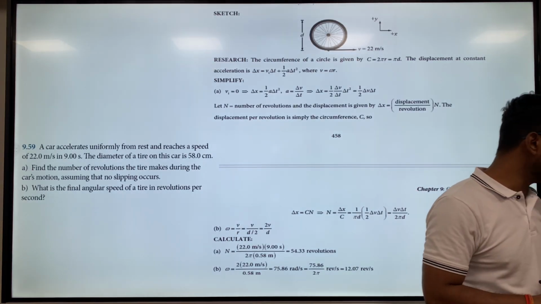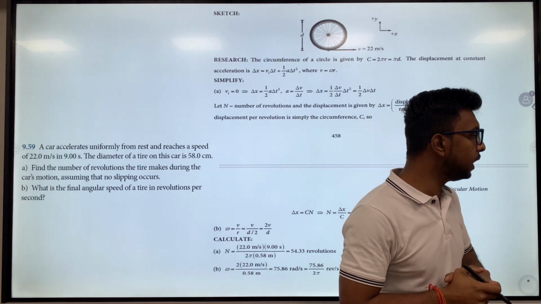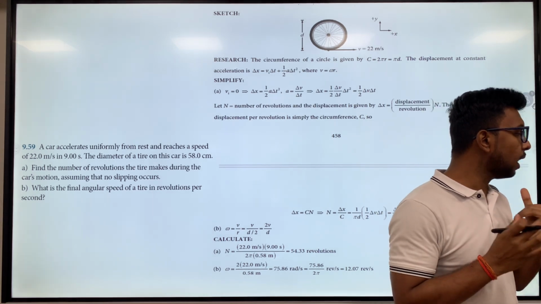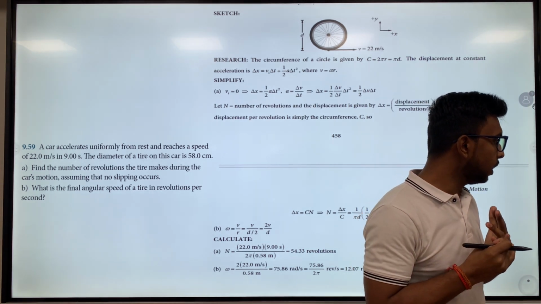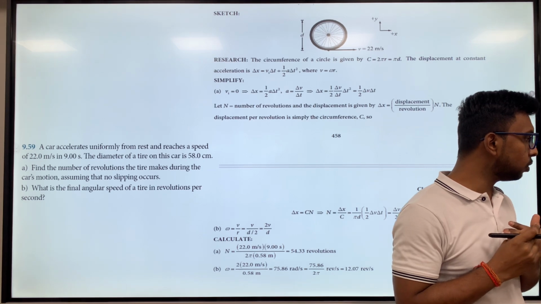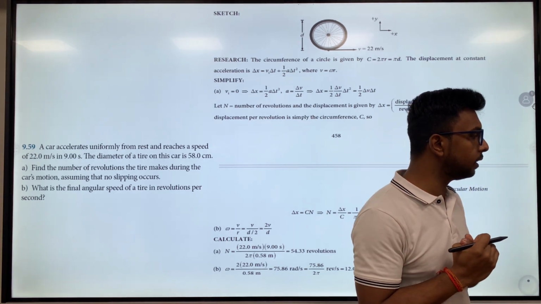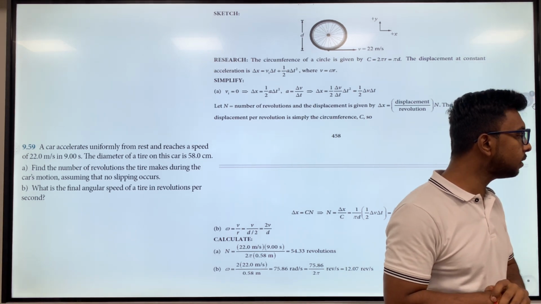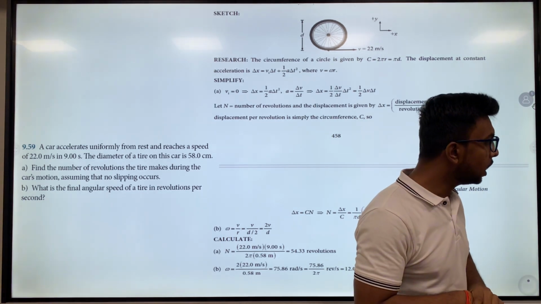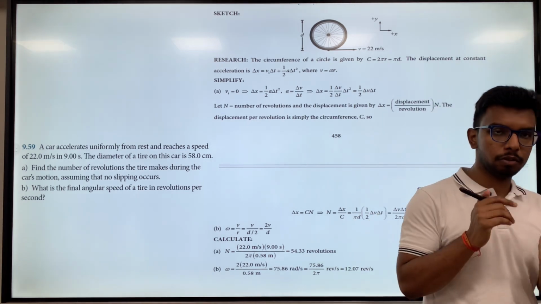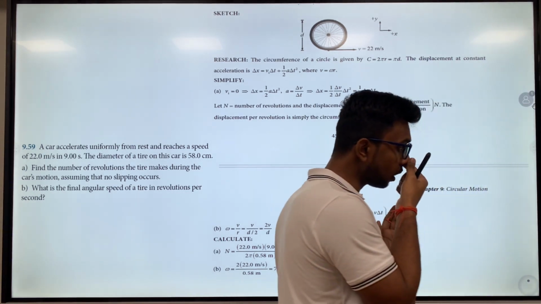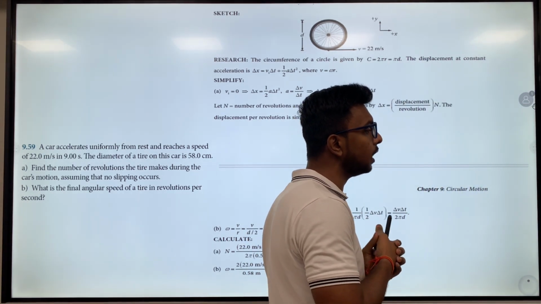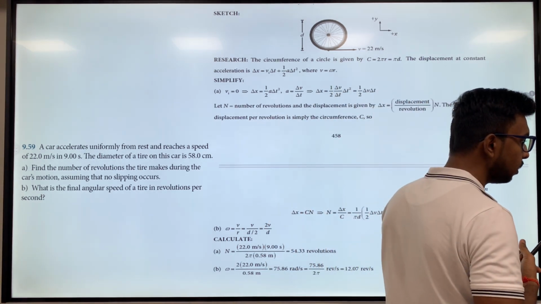A car accelerates uniformly from rest and reaches a speed of 22 meters per second in 9 seconds. Okay, I have the final speed, I have the time. Starts from rest, initial speed is 0. The diameter of a tire of this car is 58 centimeters. So I have R. Find the number of revolutions the tire makes during the car's motion, assuming that no slipping occurs. So it's all rotation. What is the final angular speed of the tire in revs per second? We have to find that out.